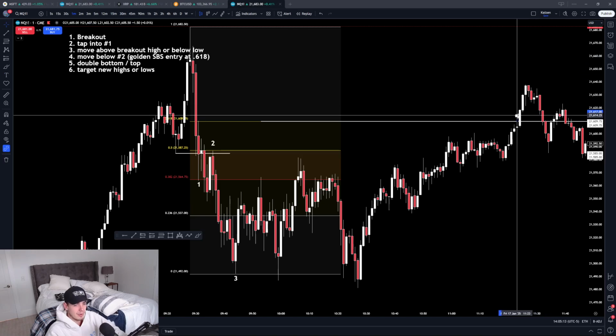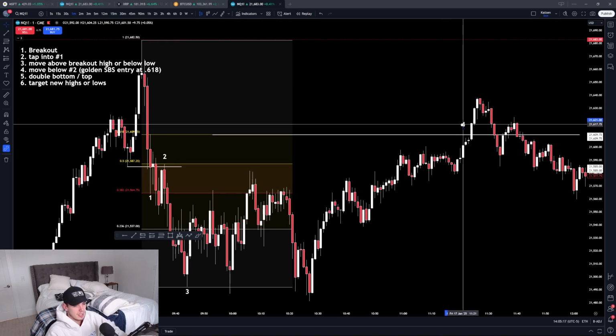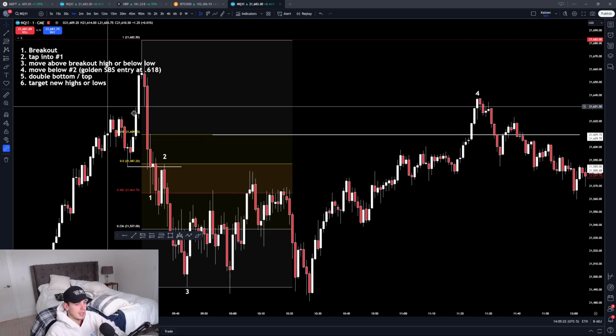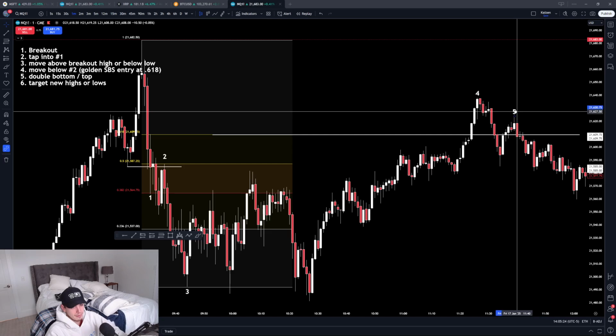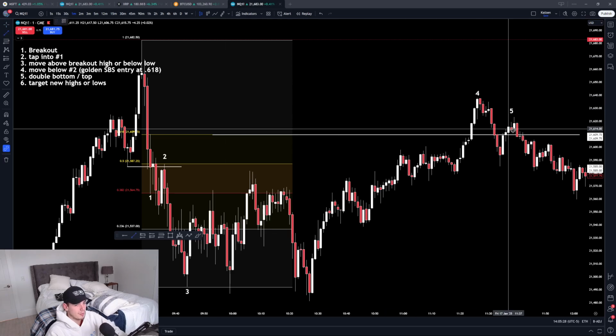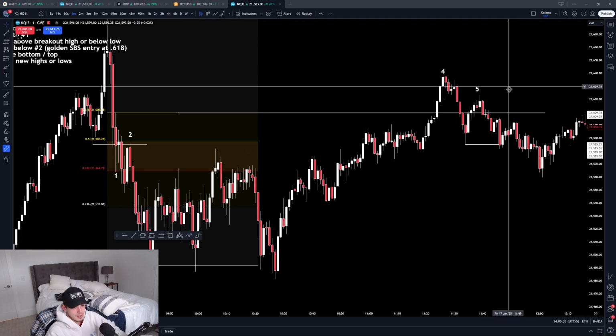You can set a limit order if you want, or you can wait for a double top. So if you're waiting for a double top, this would be your 4, because we start to move back down. And then this would be your number 5, because it's kind of a top here and it's kind of a top here, right? Once you see 5, you could mark out basically this low, and you could enter when we break this low.